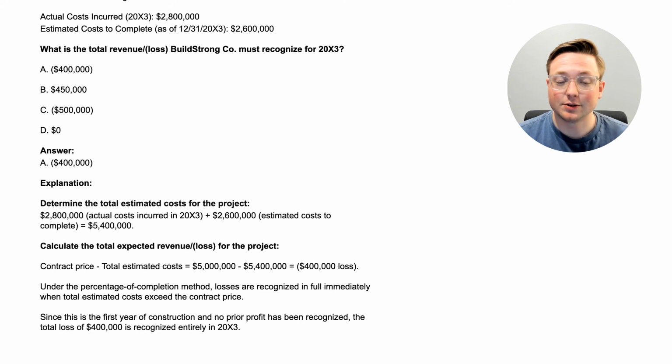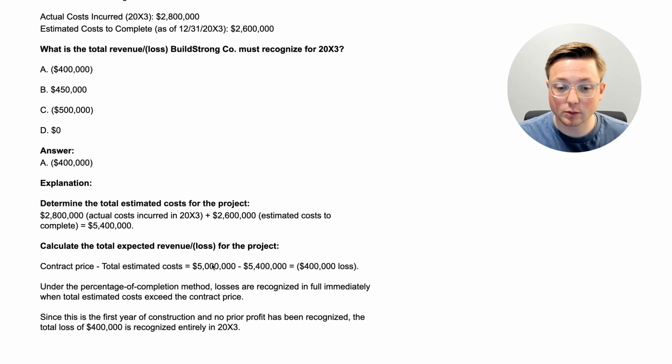All right, here we are. The answer is A. They would have a $400,000 loss. So in this question, we are learning how losses are treated when it comes to the percentage of completion method. So let's walk through this. First, we have to, again, determine the total estimated costs. And just like we did in question 2, you take the actual costs that were incurred in 20X3, and then you add the estimated costs to complete it. So that's $2,800,000 plus $2,600,000, giving you $5,400,000. Now we compare that to the contract price.